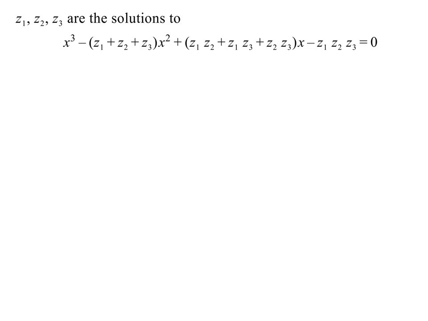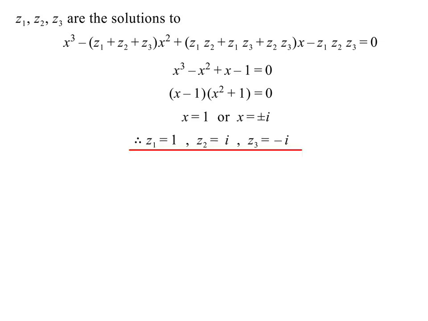They told me the Z1 plus Z2 plus Z3. I just worked out the Z1 Z2 plus Z1 Z3 and so on, and they told me the Z1 Z2 Z3 as well, I think. There's the cubic. Remember, I'm looking for the solutions to this cubic. Okay. Factorise. x minus 1, x squared plus 1 equals 0. I have the 3 solutions. I now know what they are. So one of them is 1, one of them is i, the other one is minus i.